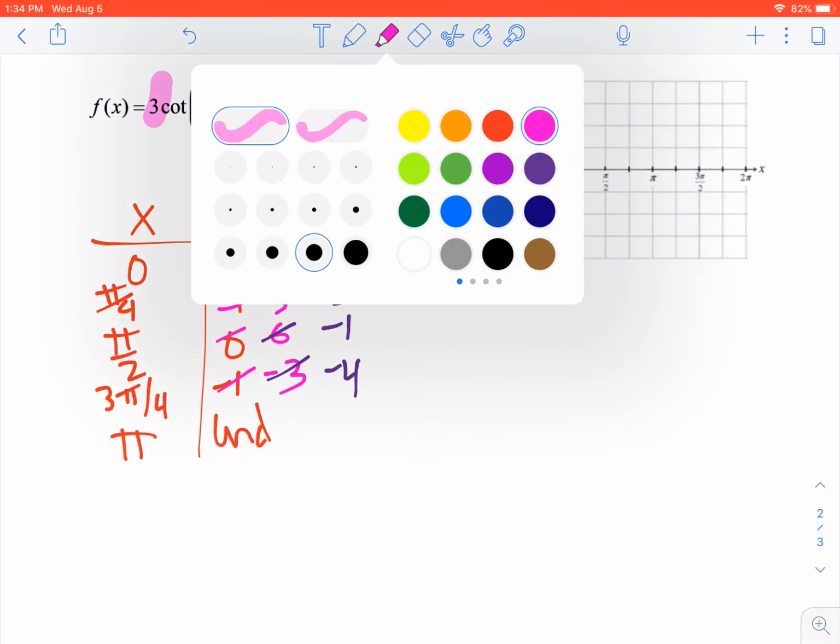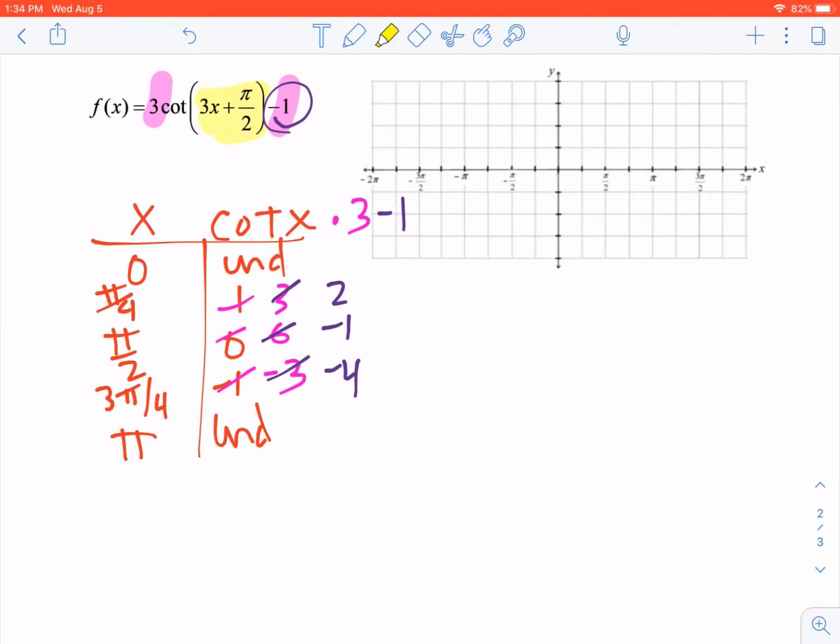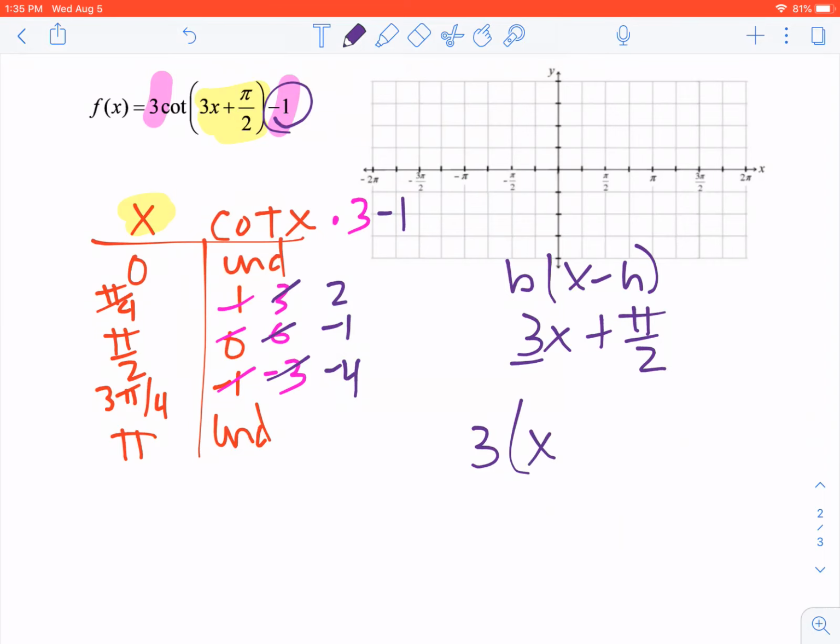Now, be very, very careful. Friends, you do not have a phase shift of pi over 2. That has to be factored. All right? So in order for me to figure out my phase shift, it has to be of the form b times x minus h. So we have to factor it. So I'm going to take this 3 and factor it out so that I have a 1x.